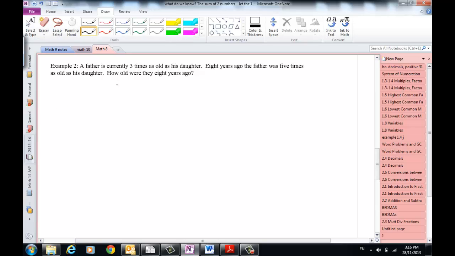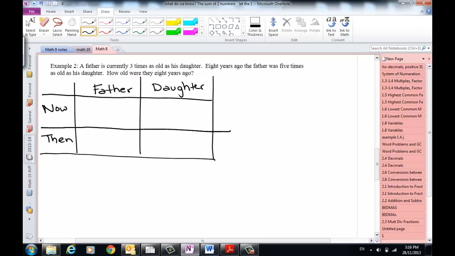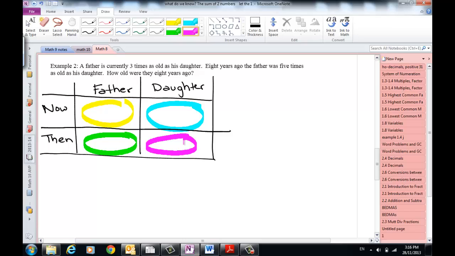So I'm just going to make up, I'm talking about my father here, or the father. We've got the daughter. We're looking at their ages now and their ages then. And what I've actually created here is a little chart, some lines in there. And the reason I've created this chart is so that I can have the father's age now in here, the daughter's age now in here, the father's age then in there, and finally the daughter's age then in there.